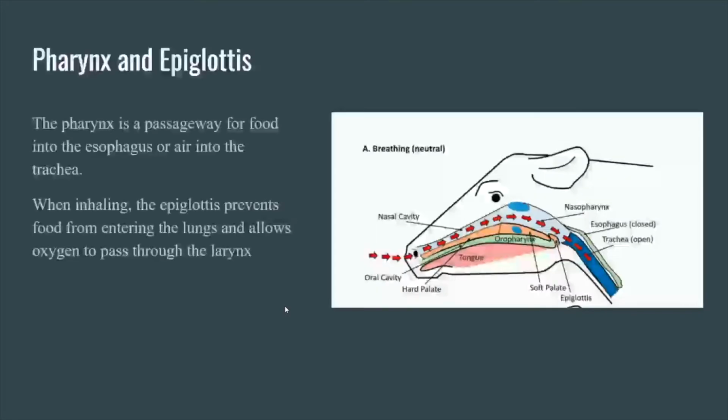So the main function of the respiratory system is the exchange of gases, specifically carbon dioxide and oxygen, to allow the calf to breathe. So oxygen enters the pharynx through either the nasal cavity or the oral cavity, and the epiglottis prevents any food from entering the pharynx and into the lungs and allows the oxygen to go down the right path.